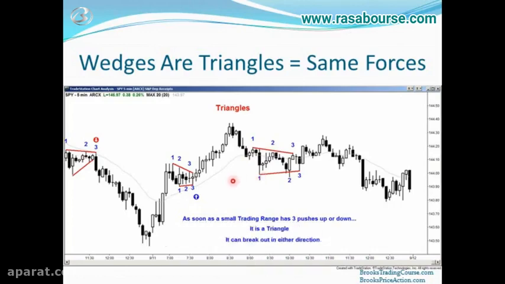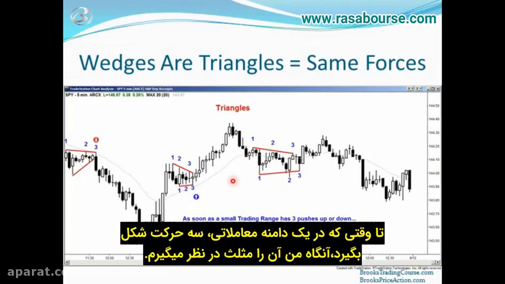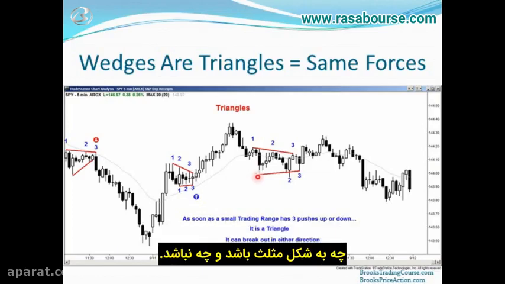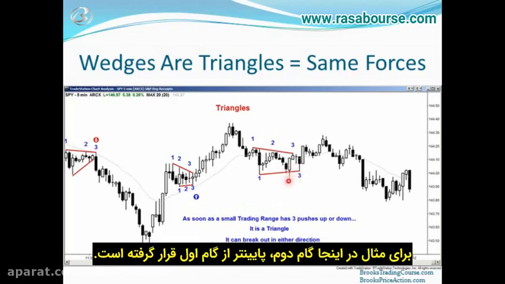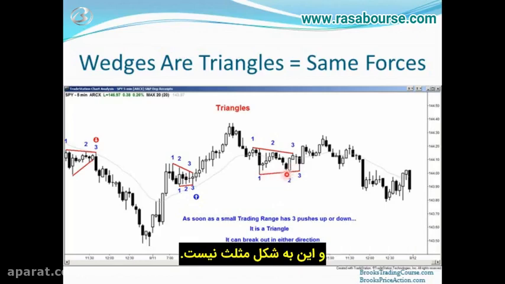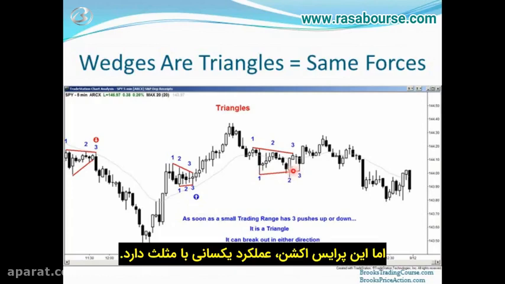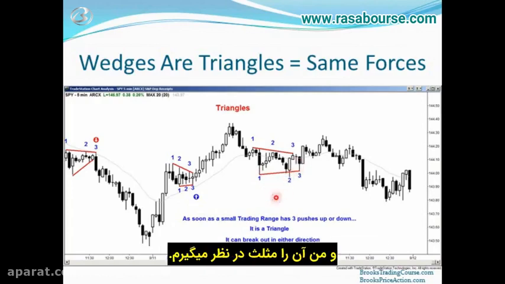It doesn't matter. As long as there are 3 pushes, as soon as you see 3 pushes in a trading range, I treat it like a triangle, whether or not it has a triangle shape. For example, leg 2 here fell below leg 1, and this does not have a triangle shape, but functionally it's the same price action as a triangle, and I would treat it as a triangle. Breakout mode, it can break out in either direction.